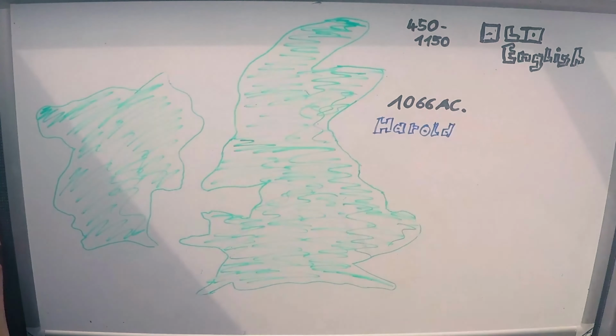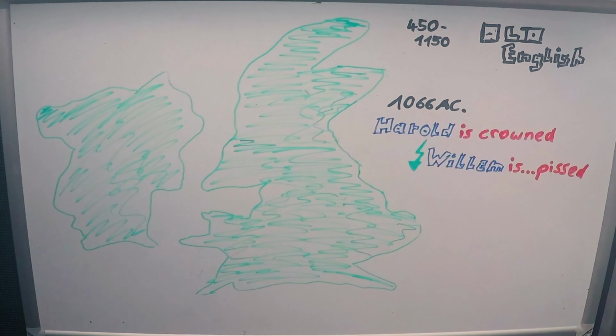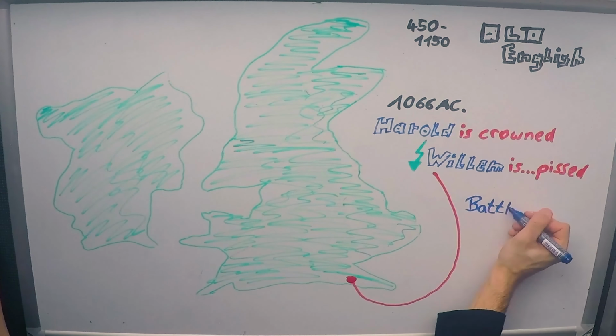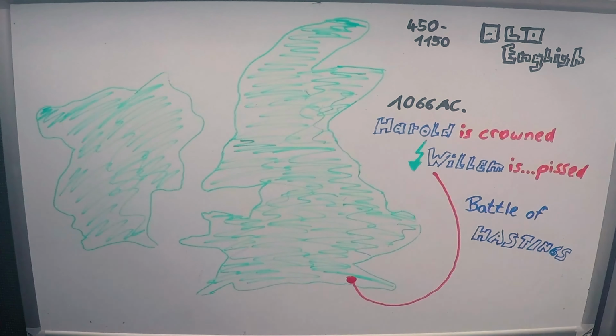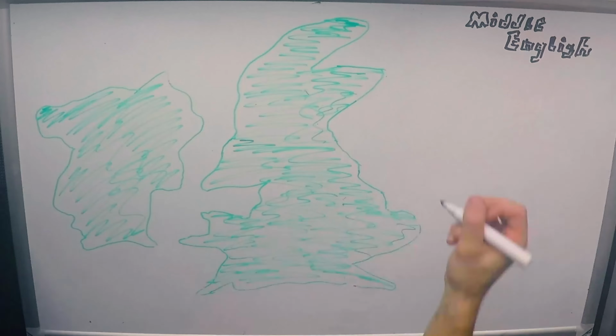When in 1066 AC Harold was crowned King of England, Willem got a wee bit upset and crossed the Channel, which led to a wee bit of a bloodbath known as the Battle for Hastings. He declared himself king and replaced the English with the French nobility, which we consider the second period of English. Middle English, 1150 to 1500.